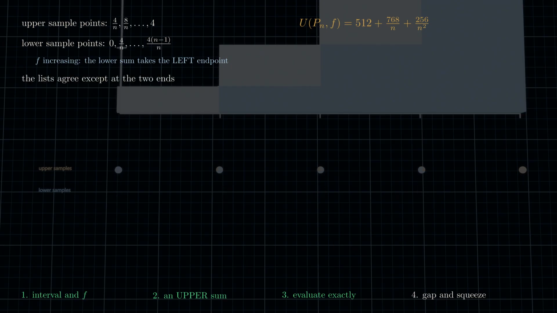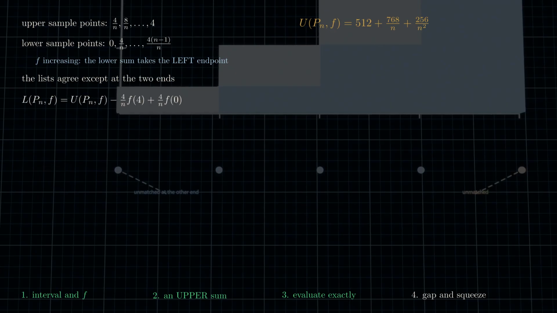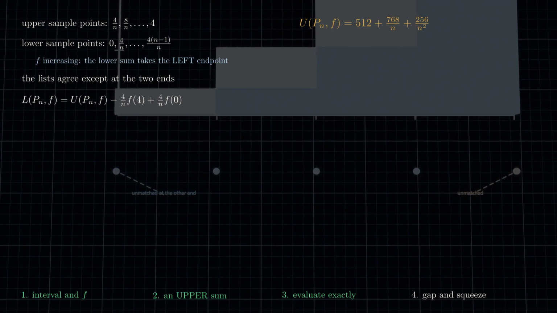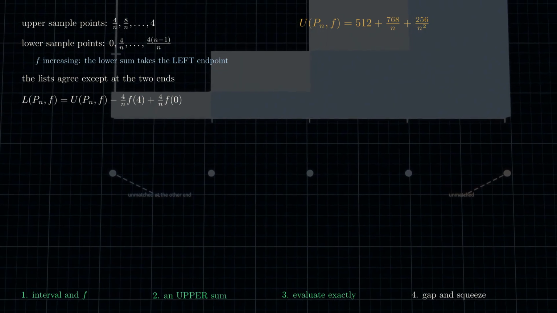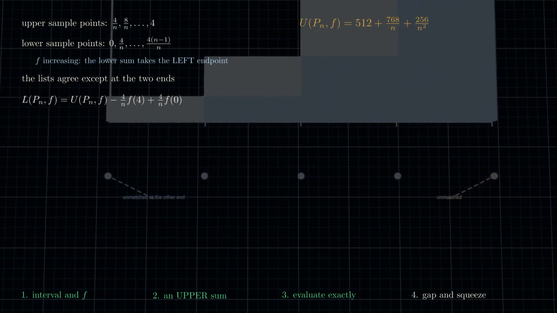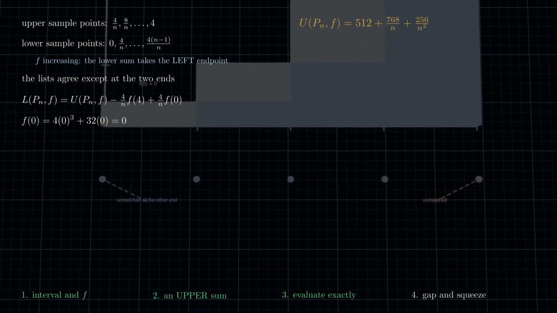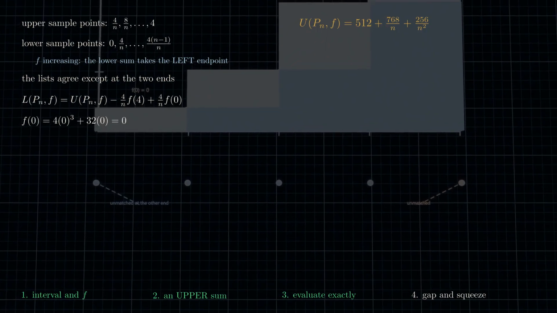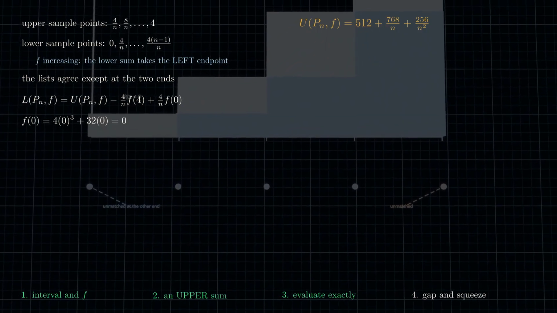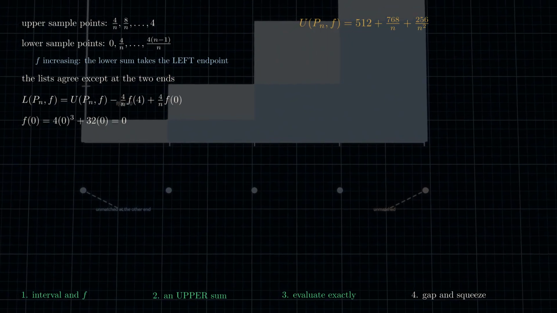They share almost everything. The lower starts with a term at 0, the upper lacks. The upper ends with one at 4, the lower lacks. Everything between is in both. So, the lower sum is the upper sum, minus the width times f of 4, plus the width times f of 0. F of 0 is 4 times 0 cubed plus 32 times 0, 0.